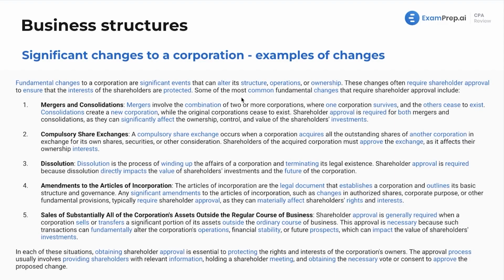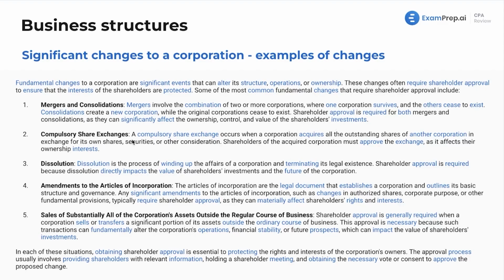Some of the most common fundamental changes that are going to require shareholder approval include, one, mergers and consolidations. So we combine two companies, that's a merger. One corporation survives, the other ceases to exist. Consolidations create a new corporation while the original corporations cease to exist. Now, shareholder approval is required for both mergers, consolidations, acquisitions, anything like that. That's going to be important because these can significantly affect the ownership, control, and value of the shareholders' investments.